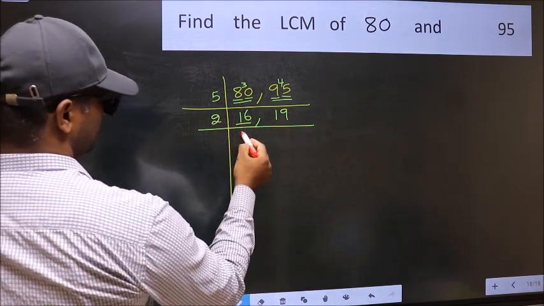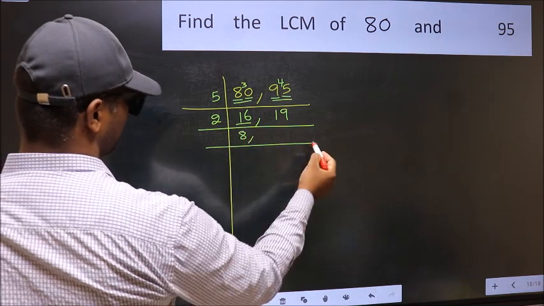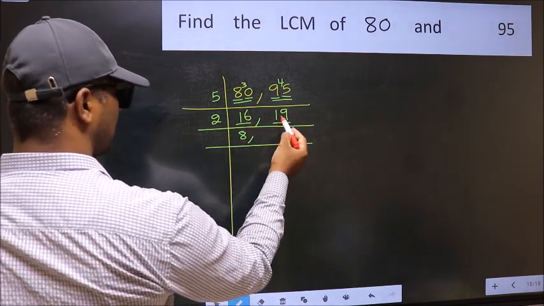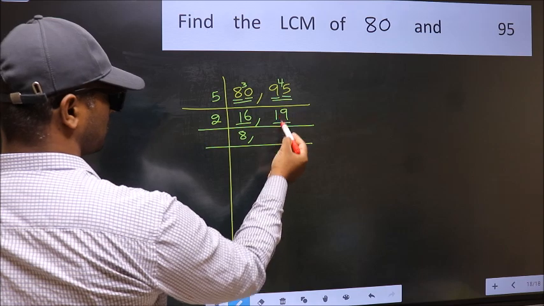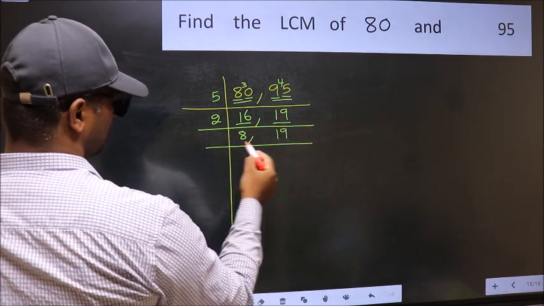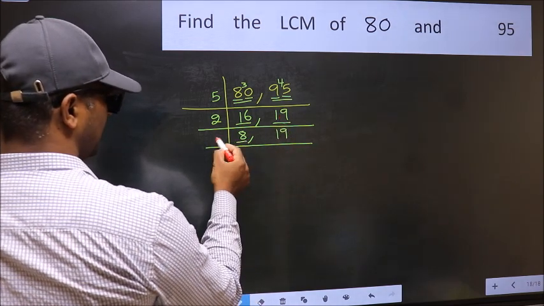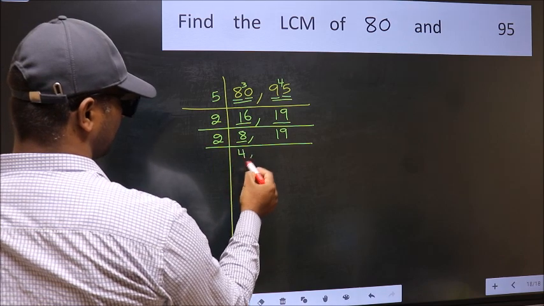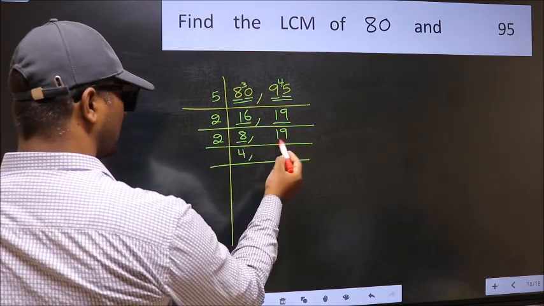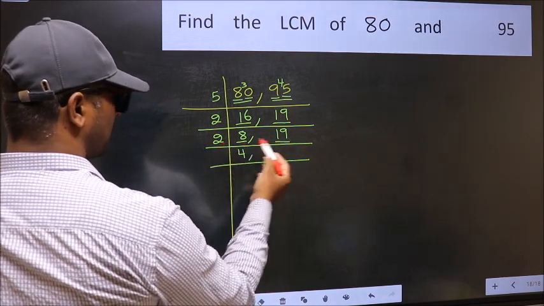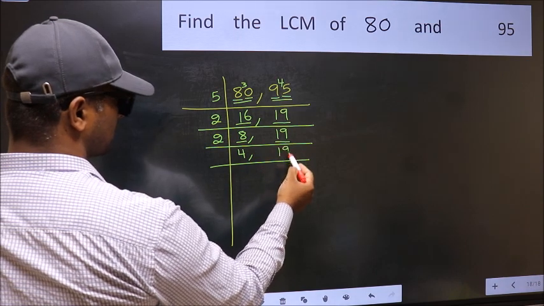16 is 2, 8, 16. The other number 19 is not divisible by 2, so you write it down as it is. Now here we have 8. 8 is 2, 4, 8. The other number 19 is not divisible by 2, so you write it down as it is.